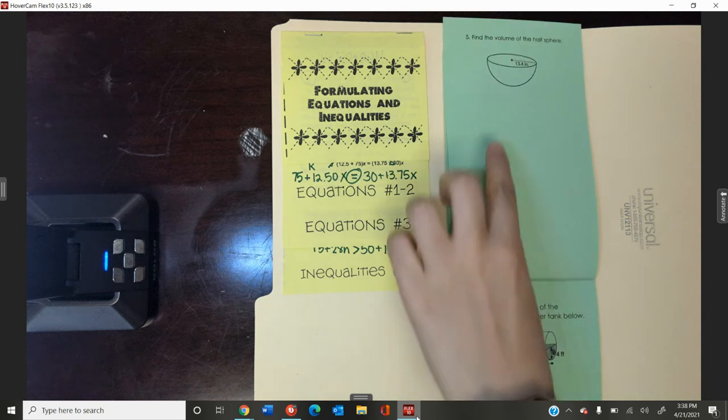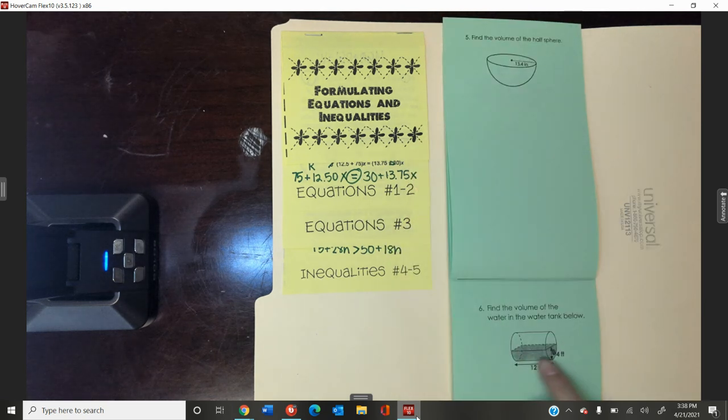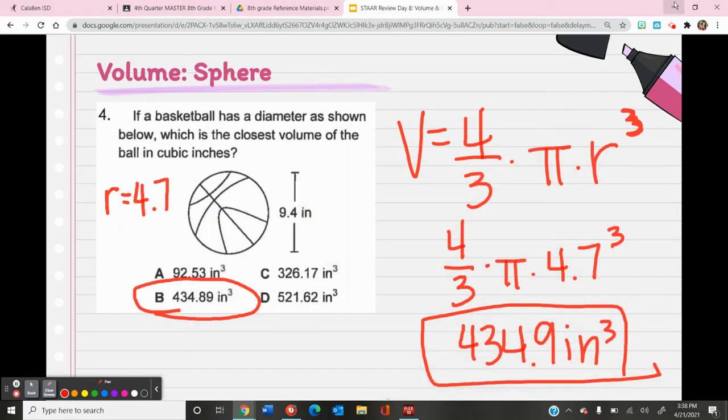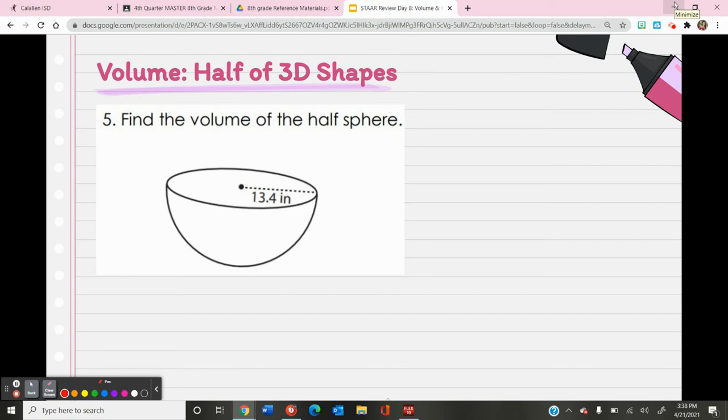Now we're going to go ahead and fold up, and we're going to find the volume of half 3D shapes. So we're going to look at a hemisphere, and we're going to look at finding the volume in half a cylinder. So let's go ahead and look at number 5. So it says find the volume of a half sphere. Now there is no special formula for finding the volume of a hemisphere. Your steps are going to be to find the volume of a sphere and then divide it by 2.